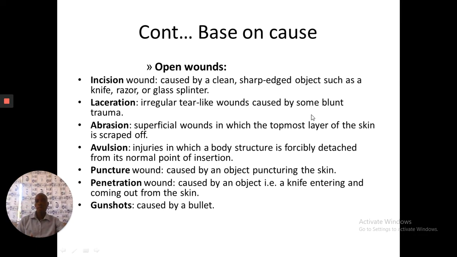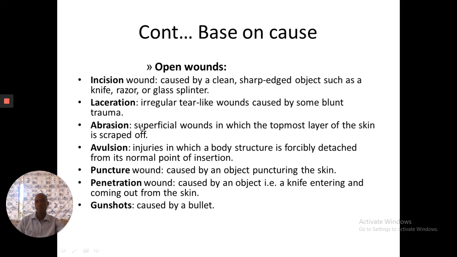So then we have another criteria, either open or closed wounds. When you talk of open wounds, depending on what causes the wound, you can have an incisional wound, and this is usually a clean, sharp-edged wound, and the cause here is usually a very sharp object, such as a knife, a razor, or a glass splinter. So you find a sharp or a very clean cut. That's an incisional wound.